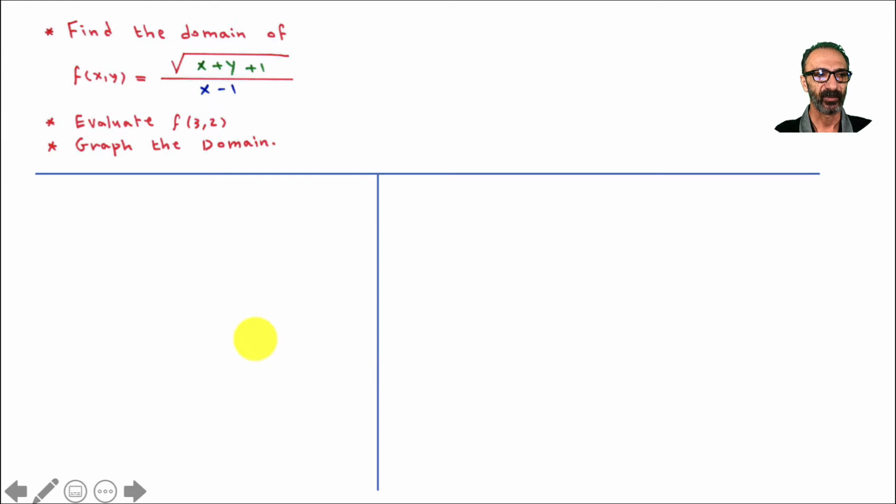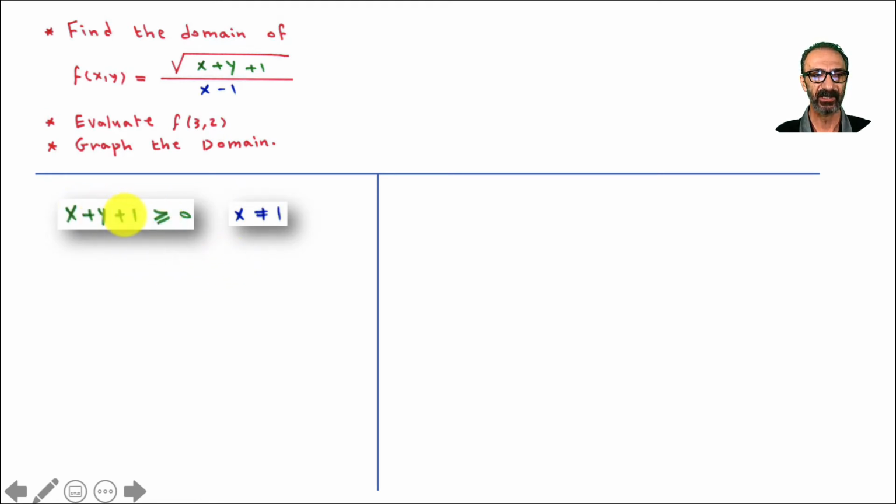Here's an example. It says find the domain of this function, evaluate the function at 3 and 2, and graph the domain. Notice that the green part right here has to be greater than or equal to 0. It's inside the square root, and it's on the numerator. In the denominator, I have it in blue, x minus 1. I can't have x equals 0, x equals 1, because that's going to force the denominator to be 0.